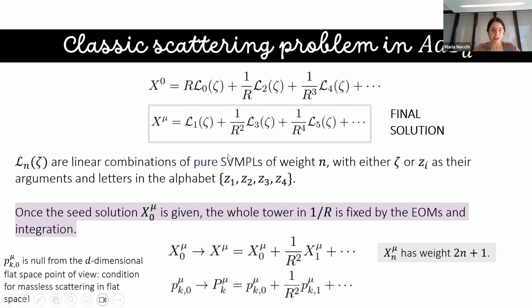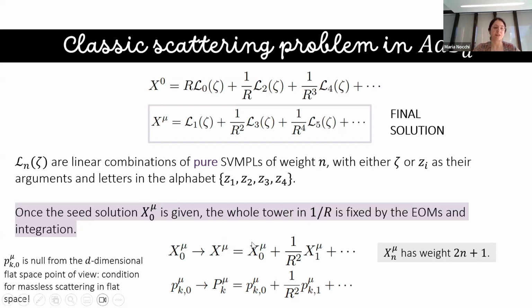To give you an idea of how the solution looks, that's the final solution. You have linear combinations of pure single-valued multiple polylogs of weight n at each order. By pure, I mean that you don't have additional rational functions multiplying them. You just have rational functions in S and T, but that's all the dependence, along with zeta values, while the letters of the multiple polylogs are the punctures on the sphere.